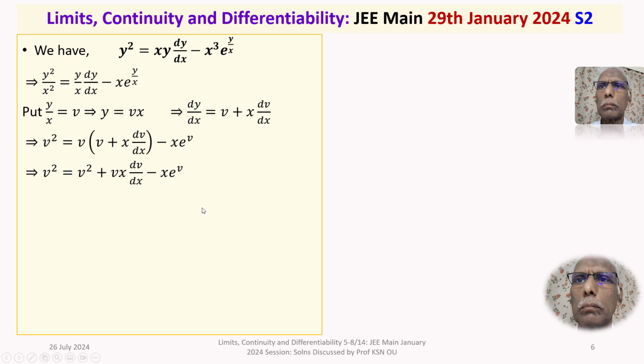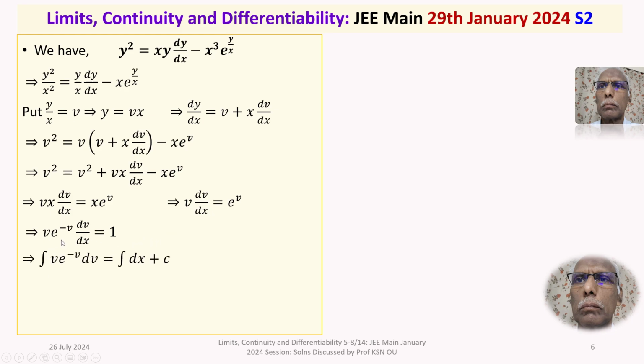Cancel v square and rewrite the equation as vx into dv by dx is equal to x e to the power of v. Cancelling x on both sides. Remember, x not equal to 0. And that will give you v into dv by dx is equal to e to the power of v. And this can be written as v into e to the power of minus v into dv by dx is equal to 1. So variables are separated and you can write integrating on both sides.